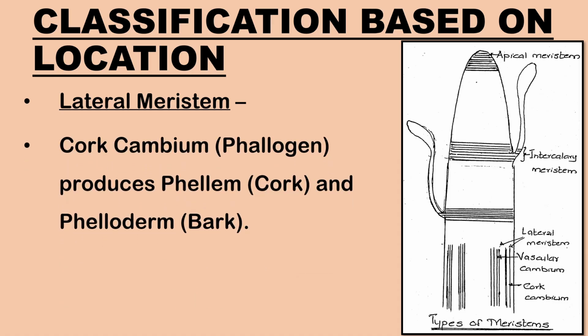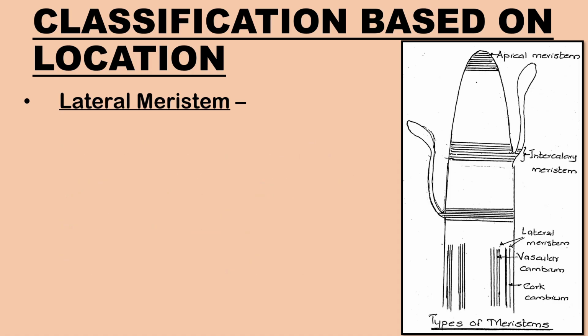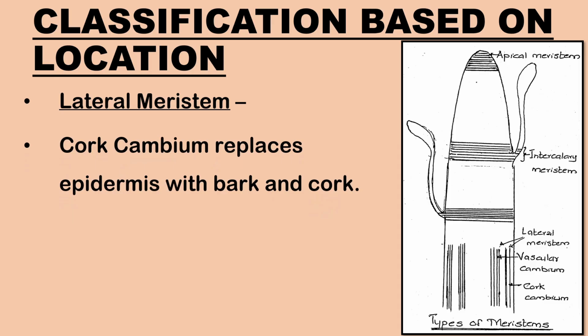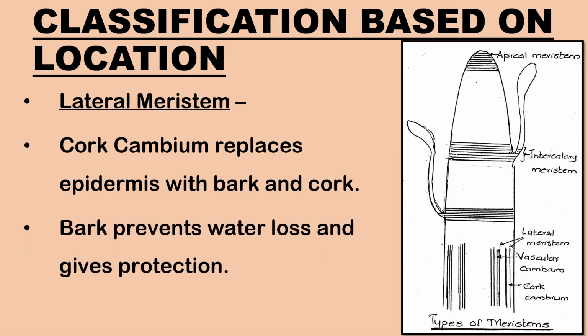Cork cambium or phellogen produces cork or phellem and secondary cortex or phelloderm known as bark. Cork cambium, phellem and phelloderm constitute the periderm. Cork cambium replaces the epidermis in mature plants with bark and cork. The bark prevents water loss and protects the plant against pathogens.